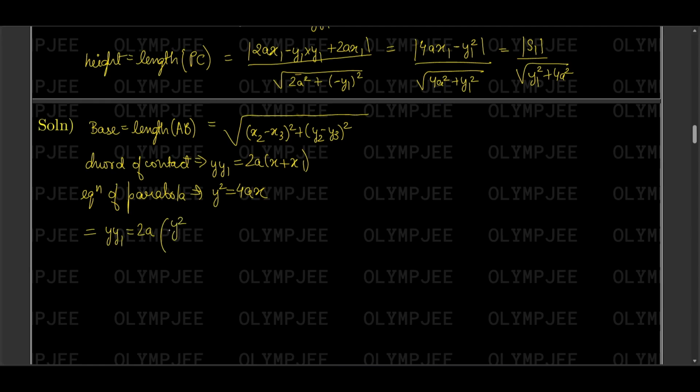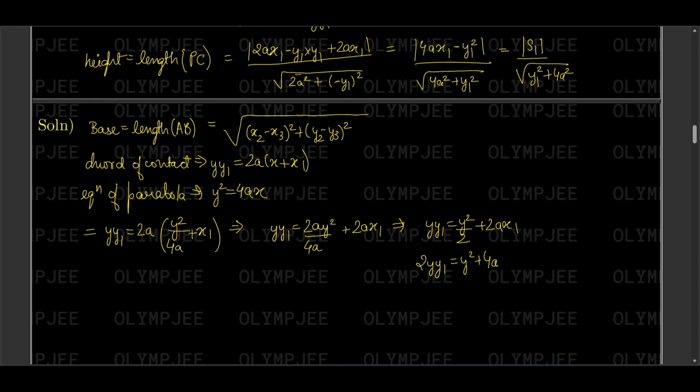So y square by 4a plus x1. Now expanding this, I will get y1 is equal to 2a times y square by 4a plus 2a x1. y1 is equal to y square by 2 plus 2a x1. So I am taking the LCM now. So I will get 2 in the denominator and I will take this 2 here, cross multiplying it. So I will get 2y1 y is equal to y square plus 4a x1.